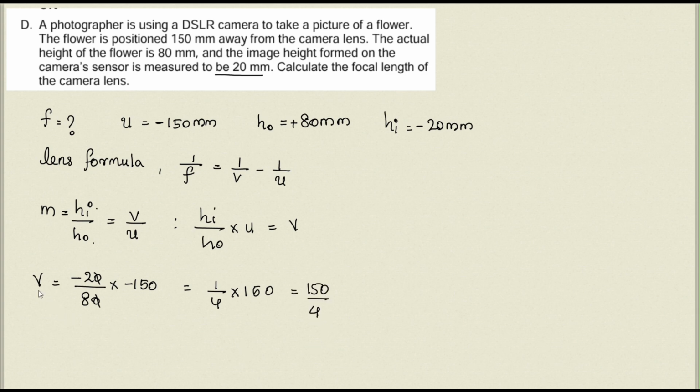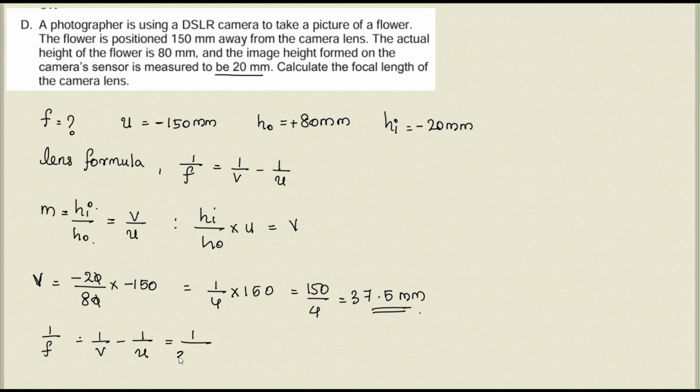This is our image height, that is 150 by 4 is 37.5 millimeter. Not image height, image distance. Yes, image distance is obtained as 37.5 millimeter, right? If you get the image distance, can't you find the focal length? Yes, 1 by F is equal to 1 by V minus 1 by U. Just now we found it is 37.5.